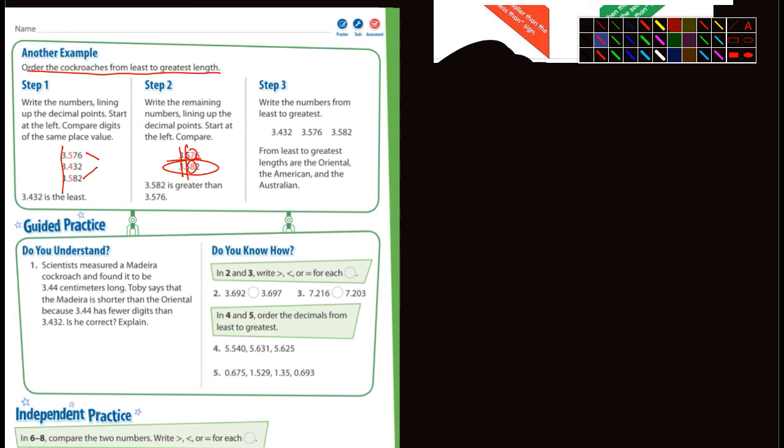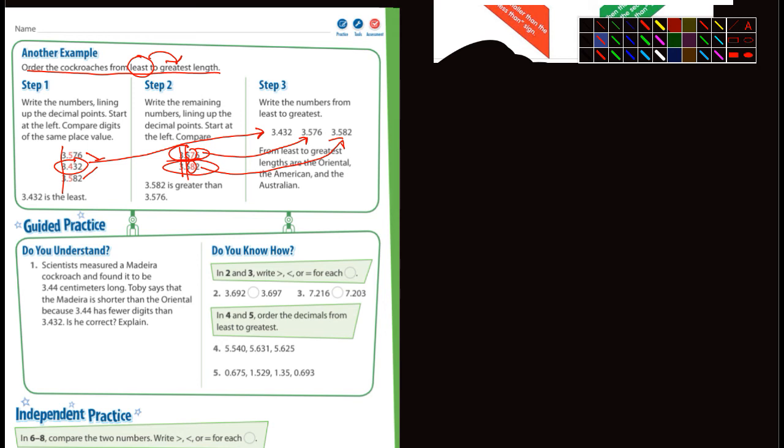Oh, wait. It says from least to greatest. What's the first one that got kicked out? It's this one. So that's going to be the first one listed. What's the second one that was kicked out? It was this one here. That's going to be the second one listed, and this is the greatest one, and that's going to be the last one because it's from least to greatest.